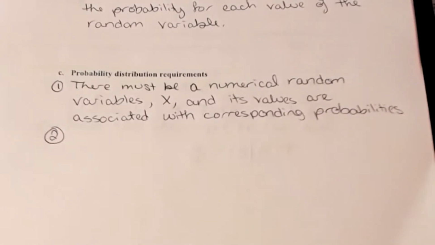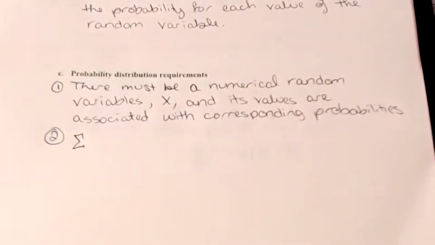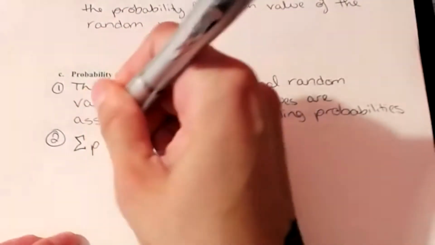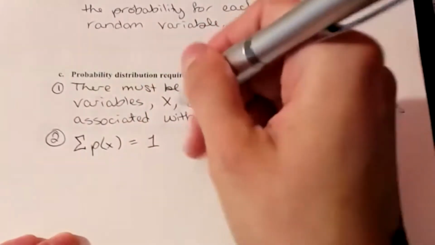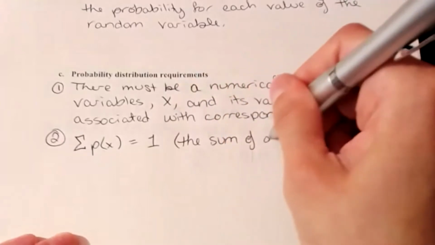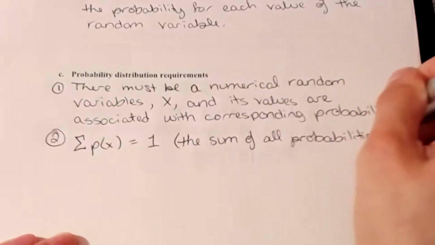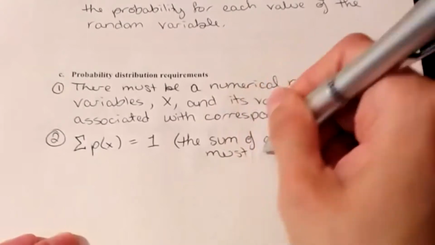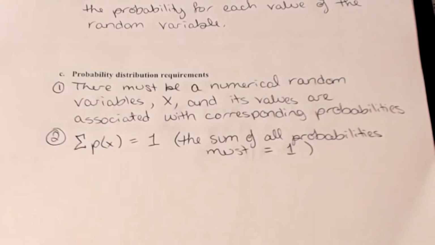The second piece is that the sum, remember that means sum where you add all your values up, the sum of your probabilities must equal 1. The sum of all probabilities must equal 1. That's super, super, super important. This is how you know you've taken into account all of your possible outcomes.